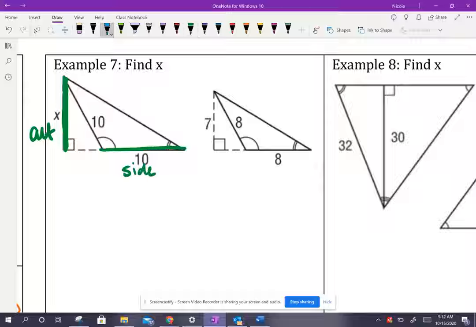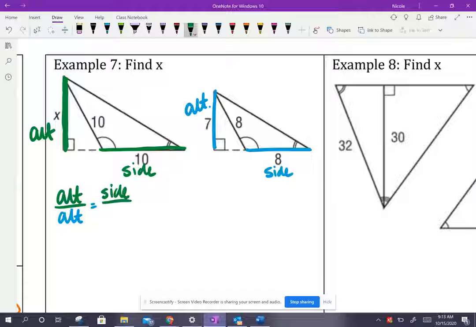So we have altitude and side, and I'm going to pick altitude and side. So we said altitude over altitude, and then side over side. So let's take what we have and plug it in. So you have an altitude of x and an altitude of 7, and then a side of 10 and a side of 8.